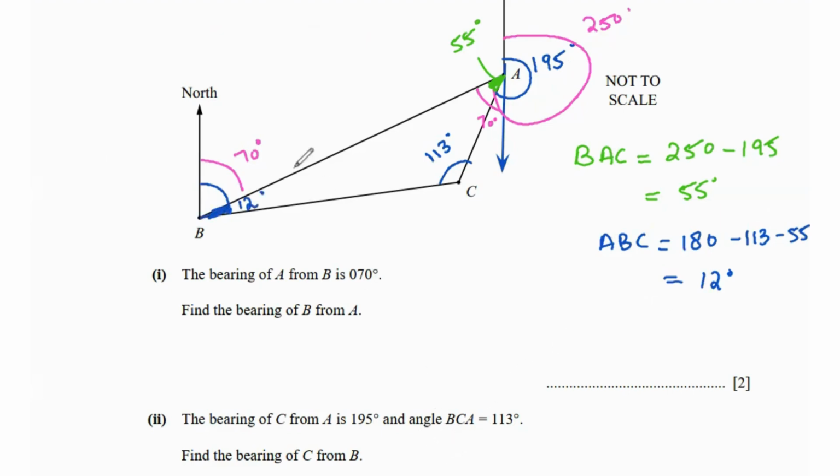So now for the bearing, it's 70 plus 12, which is equal to 082 degrees. If you notice, I added a 0 before 82 because the bearing is supposed to be in 3 digits, not 2 or 1. So 082 is the bearing of C from B.